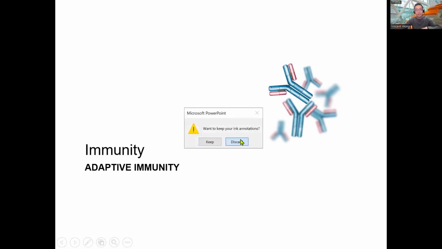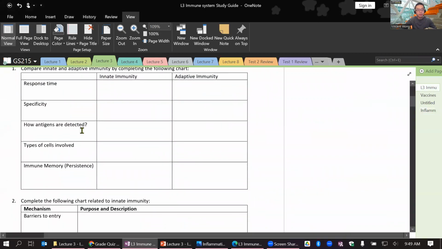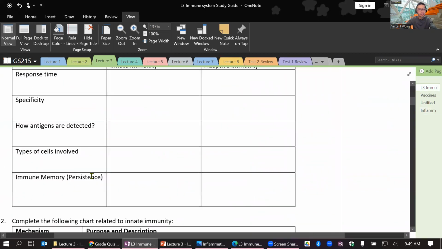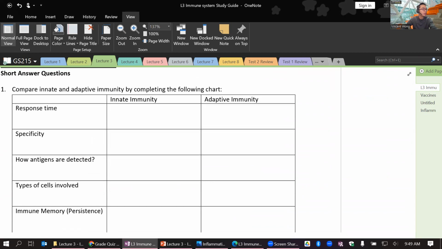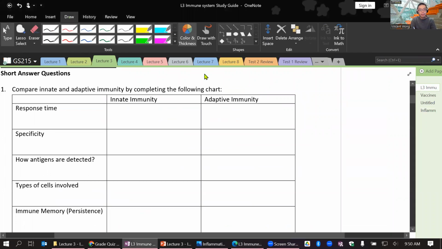Okay, so let's go back to our study guide here, and we'll fill in this chart that compares innate immunity and adaptive immunity, and that way you would have a better comparison and understanding between them. So let's choose a nice color here. Innate immunity: the response time is immediate.